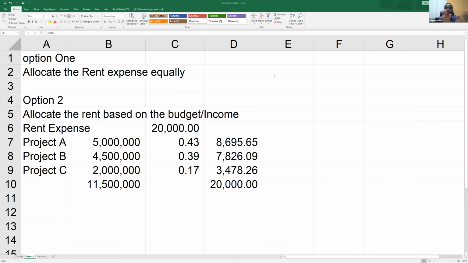The simplest way. You don't have to complicate, but it's not only rent, even the workers, your staff, and all that. Distribute it based on the project. So if project A is generating 5 million, project B 4 million, project C 2 million, have the ratios, distribute it based on the ratio. I think that is clear.